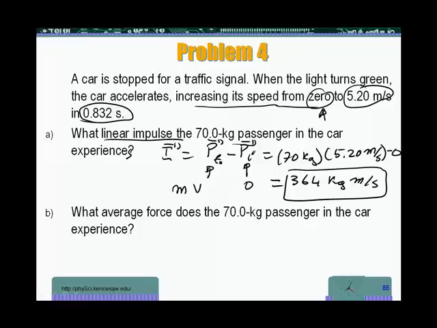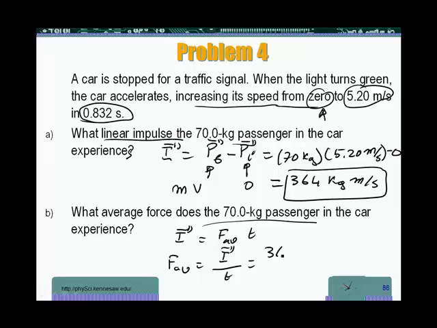If the average force is not given, or if they are not asking us for the average force, we're not going to use the time. Now part B is asking for the average force that the passenger experiences in the car. Now then we have to consider the other expression for impulse that says it is the average net force, times t. We are given the time, we just found the impulse. So the average force is going to be the impulse over the time.